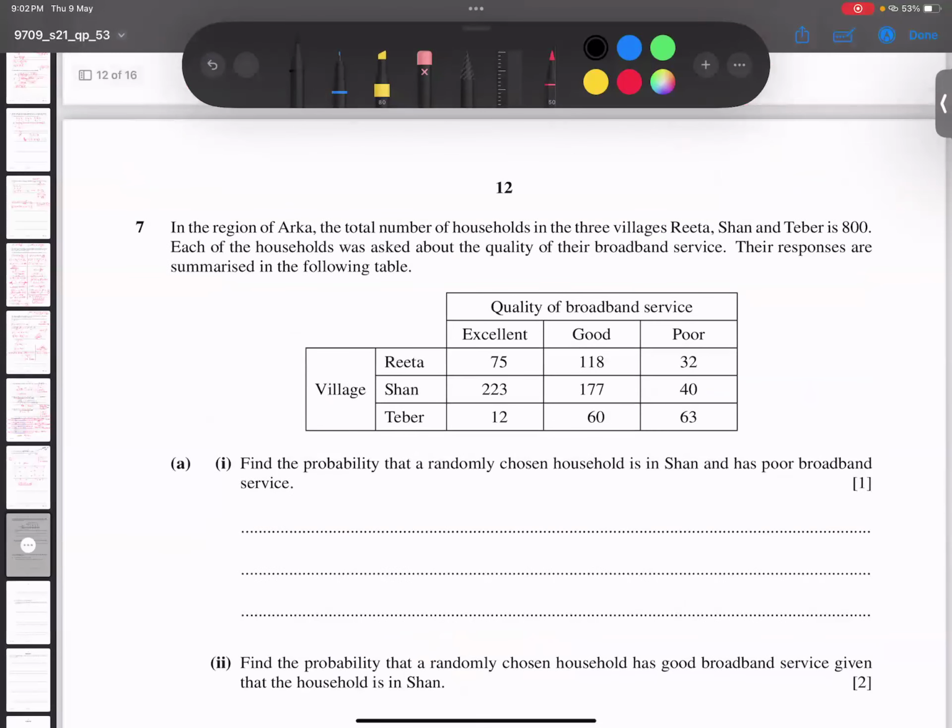Question number 7 we have. In a region, Arka, the total number of households in the 3 villages of Rita, Shan, and Tiber is 800. So how many houses are there? Households, the total number. So in the villages, there are 800 total.